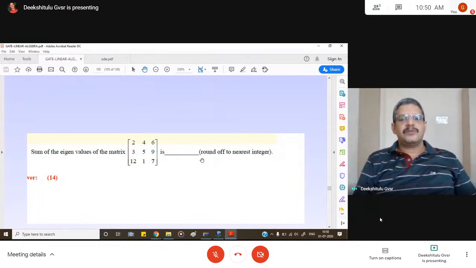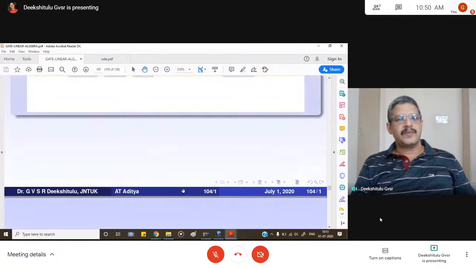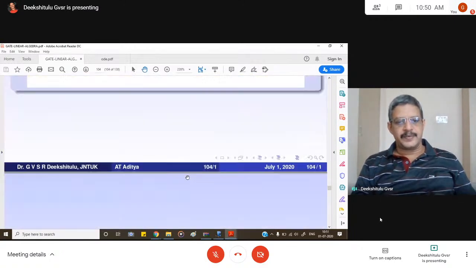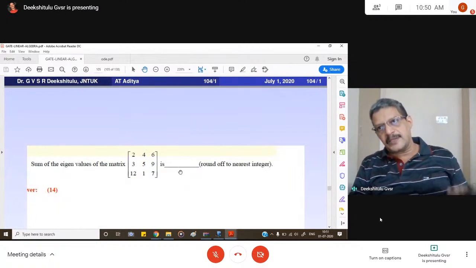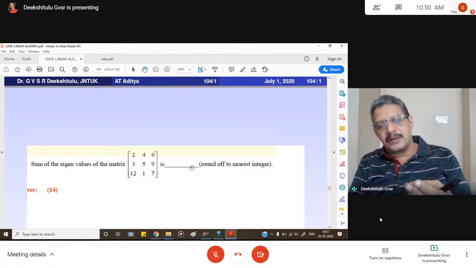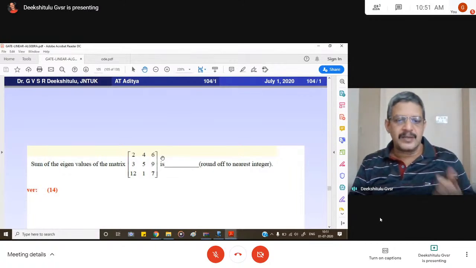Sum of the eigenvalues of the matrix is nothing but the trace of the matrix: 2 plus 5 plus 7, 14. This is the question asked in 2020. That's why I am telling you, read the properties properly, and you have been asking me for tricks. These are the properties, they are not tricks. They are the basic properties. If you know the properties well, you can answer the questions easily.